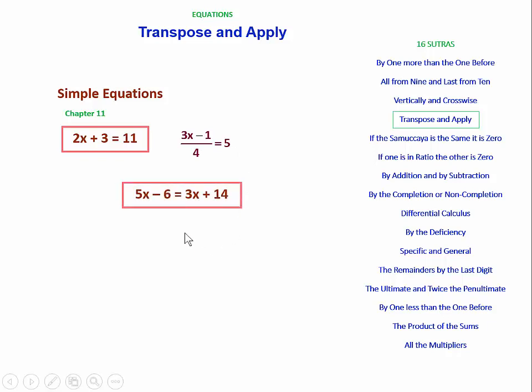Here x appears on both sides of the equation, but we can still use the same method. We transpose the minus 6 to the other side, so it gets added to the 14. We transpose the 3x to the other side, so it gets subtracted from the 5x. We get 2x equals 20, so x is 10.